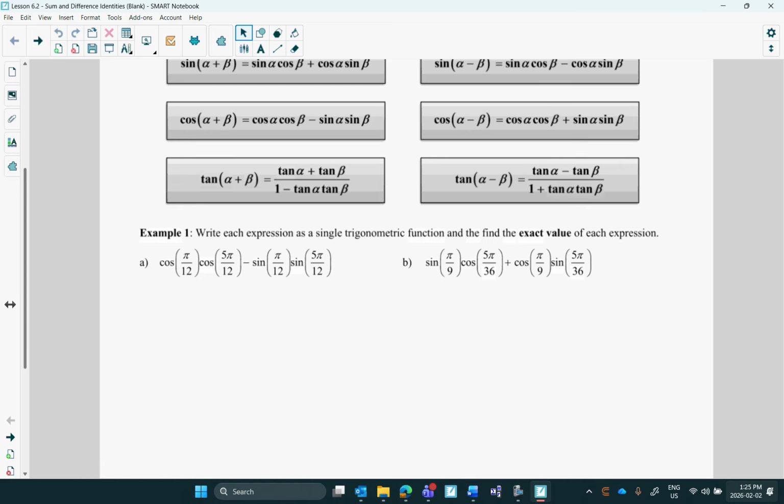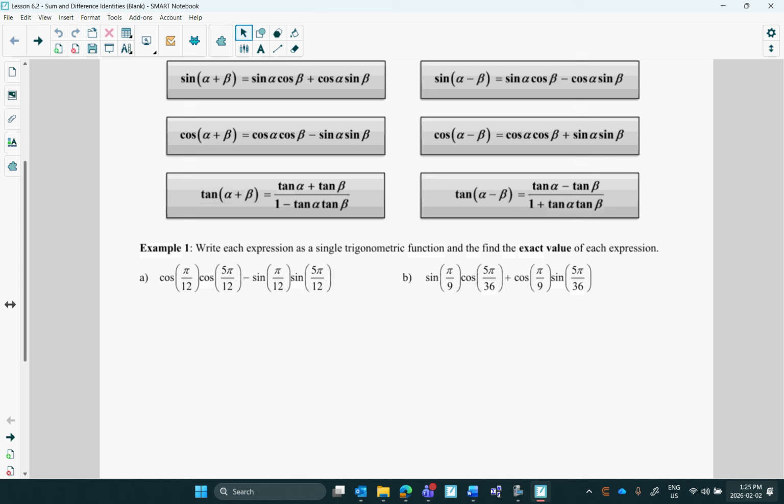You need to go up to your formulas and see, okay, which one is this? Is it sine, cos, or tan sum? Or is it sine, cos, or tan difference? Well, it's not tan, obviously. It's not one of these. So it's going to be one of these four. Which one does it look like? Which one of these four? Is this one, right? Because we've got cos cos minus sine sine.